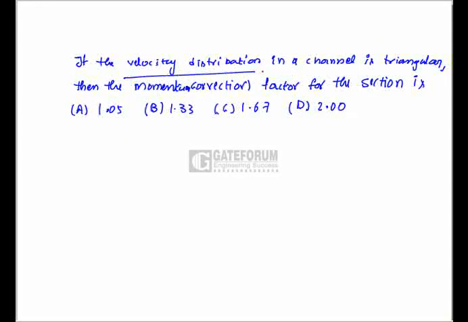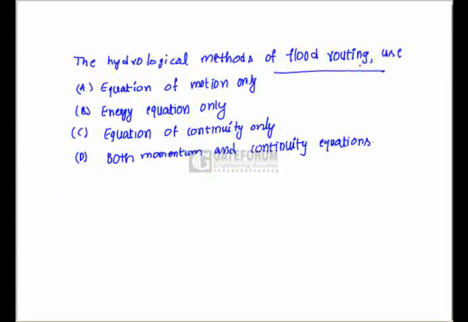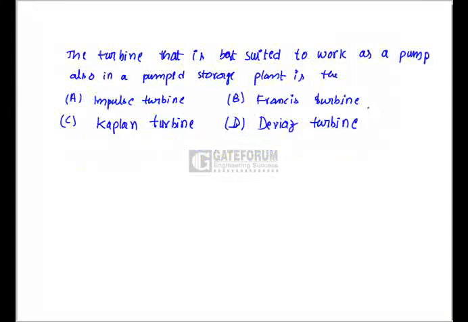The velocity distribution in a triangular channel is triangular. The moment correction factor for this triangular channel is 1.33. Standard question. Next question, as it is a direct question: the drag force on a very small sphere falling in a very viscous fluid varies as the first power of velocity. So option D is correct. Routing uses the equation of continuity only. So option C is correct.